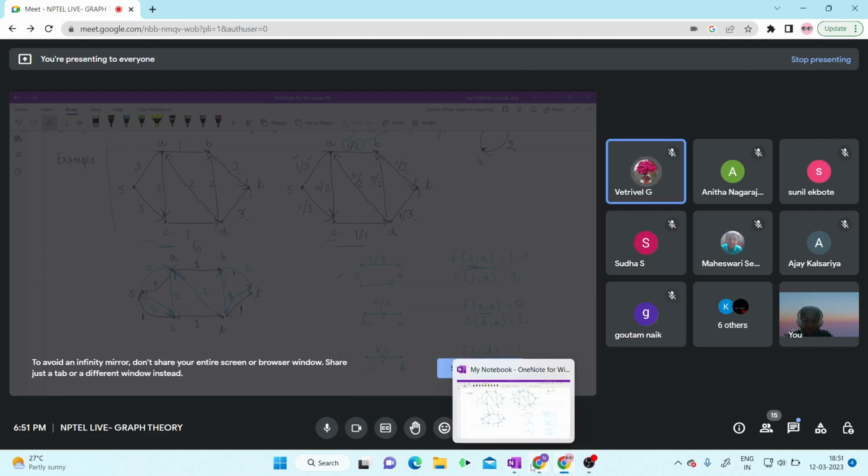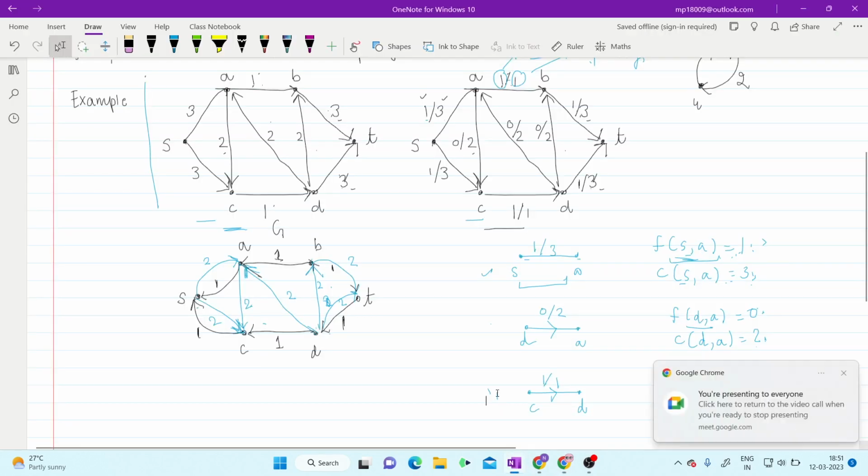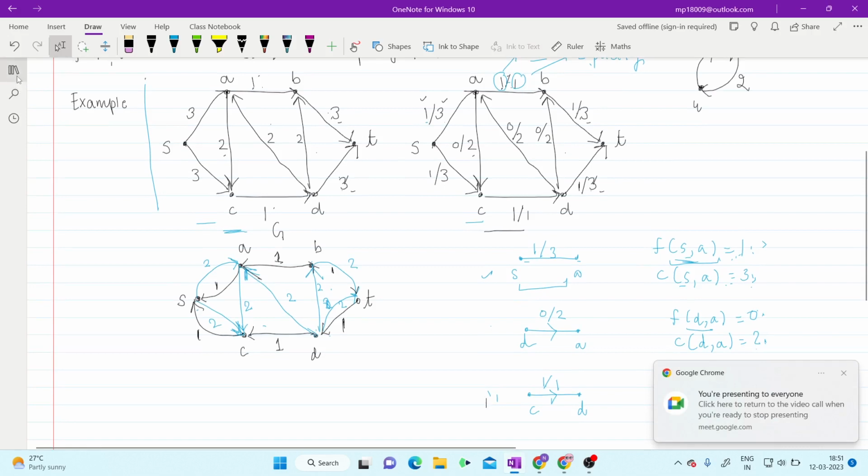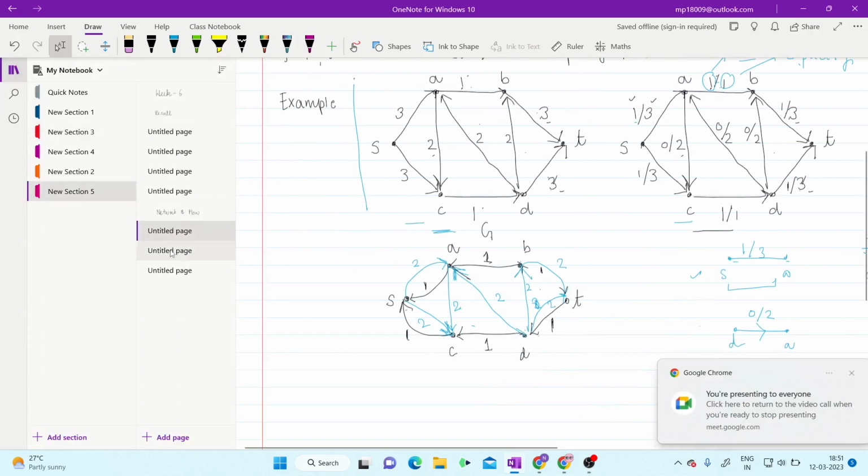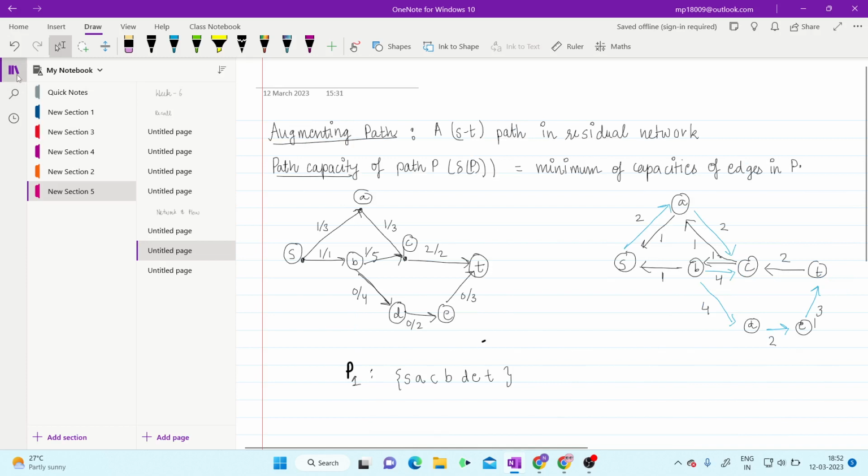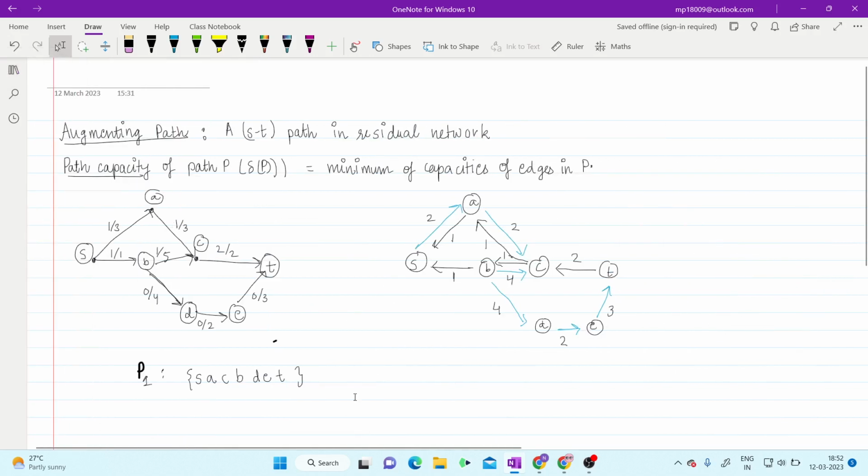Okay. Yeah. So this was the residual flow. And the last definition is just the definition of augmenting path. So here you see this is your network and flow diagram.